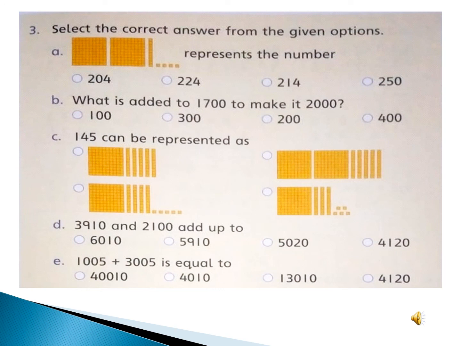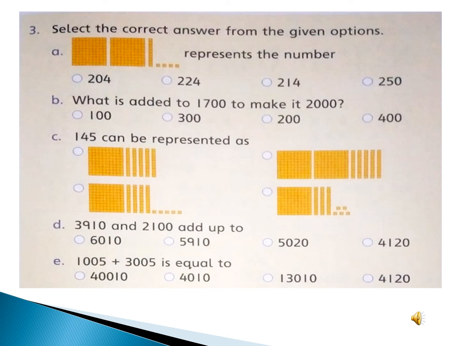Now come to question number A. Here are two squares of 100, one bar of 10 and 4 unit blocks. So that means 214. Let's check the options: 204, 224, 214 and 250. So the correct option is 214.